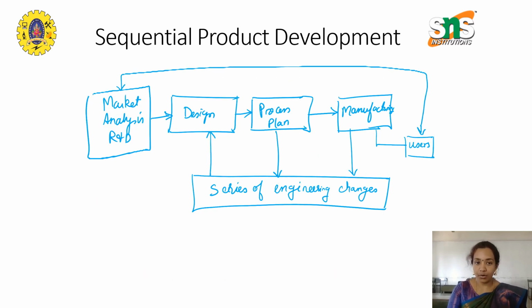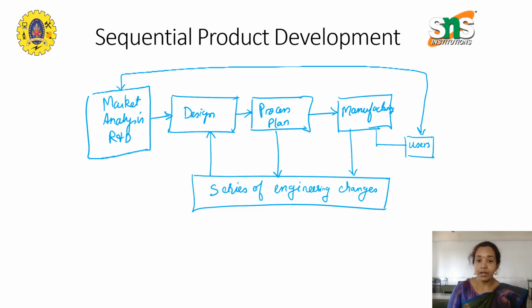So here we have the block diagram for sequential product development. The first one is market analysis or R&D. R&D is nothing but research and development, which is given to the design department, which is then given to the process plan, where the processes will be planned. Then it is given to the manufacturing department.